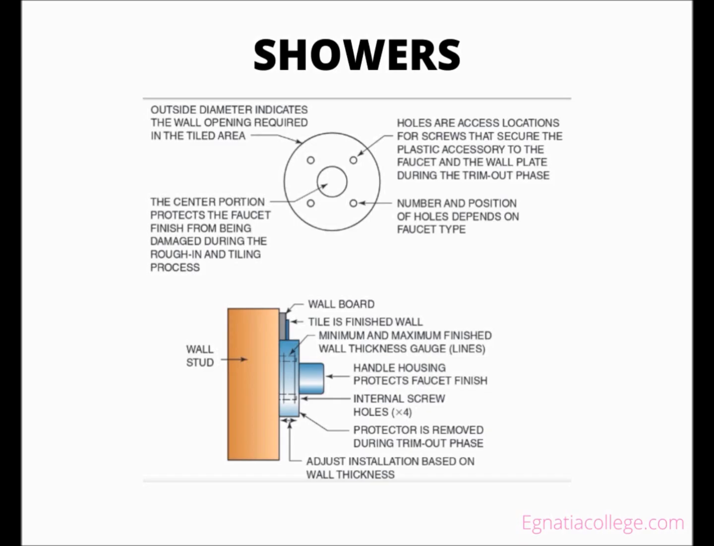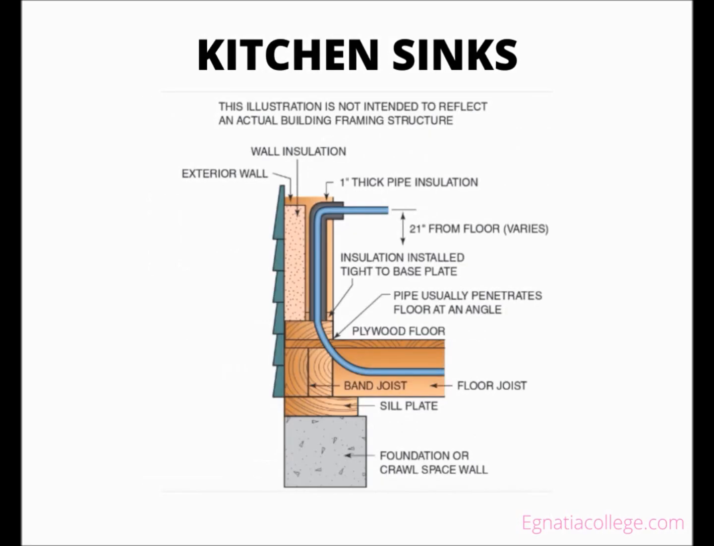Kitchen sinks. Water piping installation that serves a kitchen sink is similar to that in the countertop lavatory. The piping configuration under the sink depends on specific job site conditions and on whether a dishwasher is being installed.